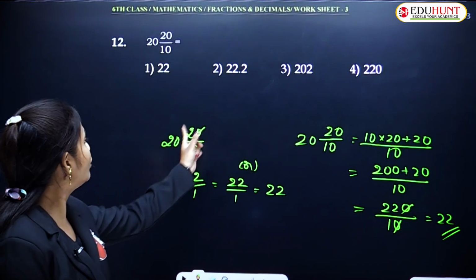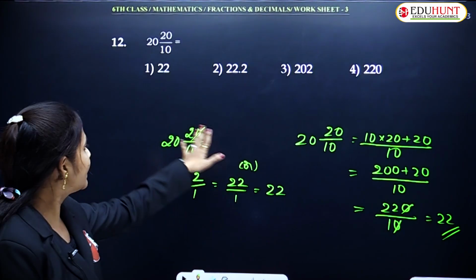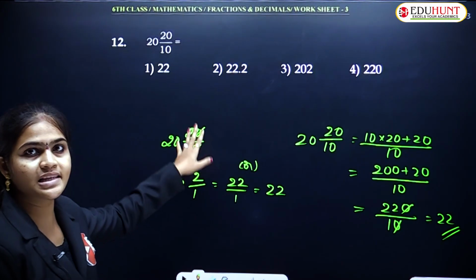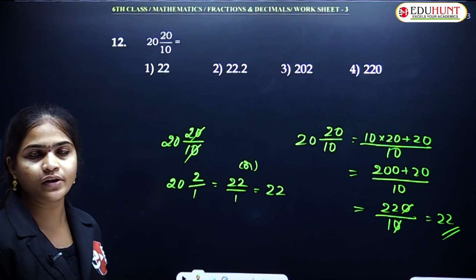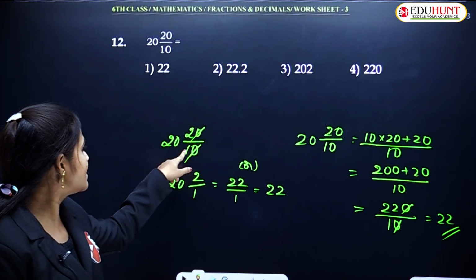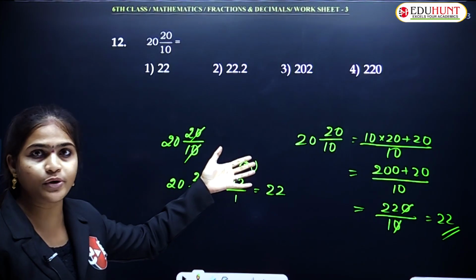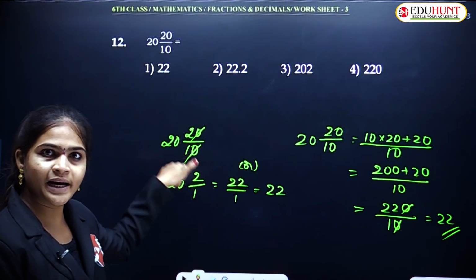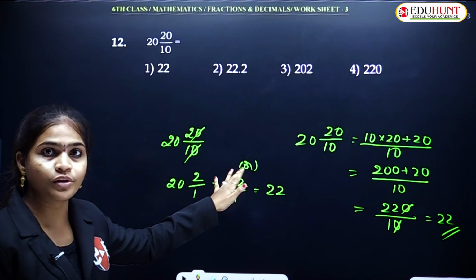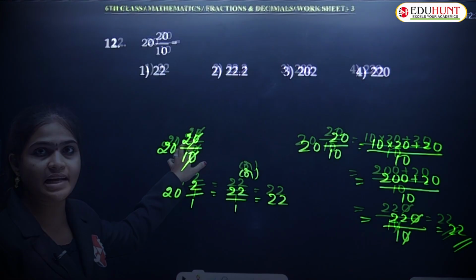Understand? Here if 0.2 is there, that one comes as a point. But here 20 by 10 is there, so 0 and 0 get cancelled, which means 2 is related to the integral part only. Here 10 is there, so you may get the doubt that it is related to the decimal point, but not like that. Here 2 by 10 would mean 0.2. But here 20 by 10 is there, 0 and 0 get cancelled.